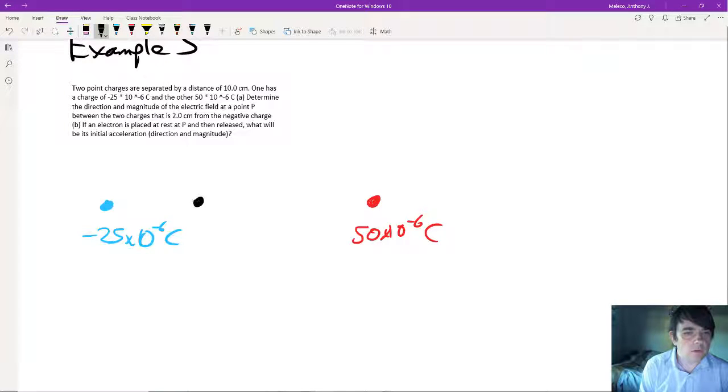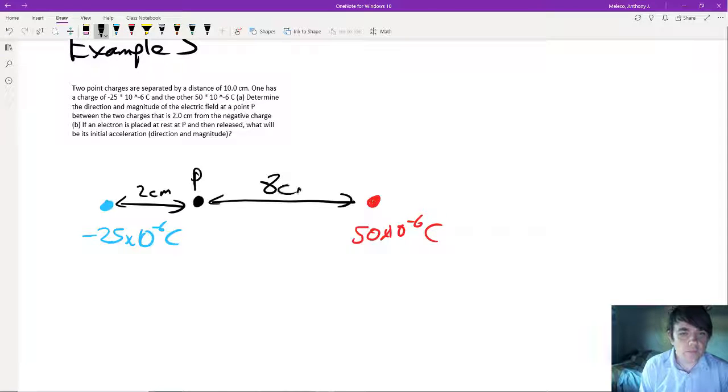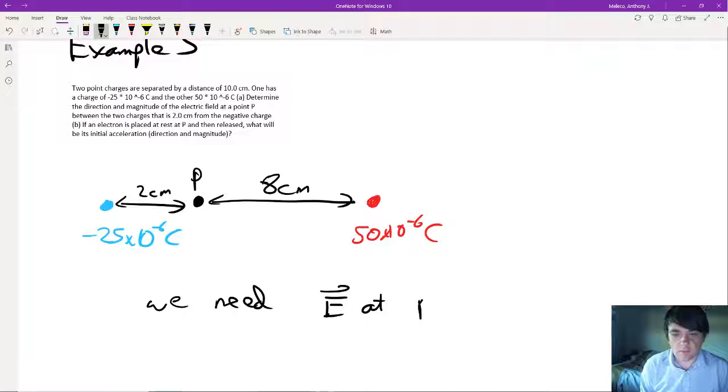Okay, so let's do it this way. This right here is 2 centimeters. That would make this point P 8, because they're a total of 10 centimeters apart. So 2 plus 8 is 10. And we want the electric field at point P. We need E at point P.